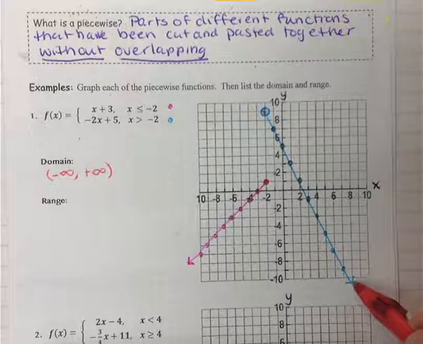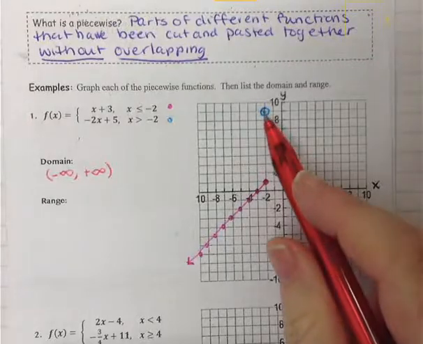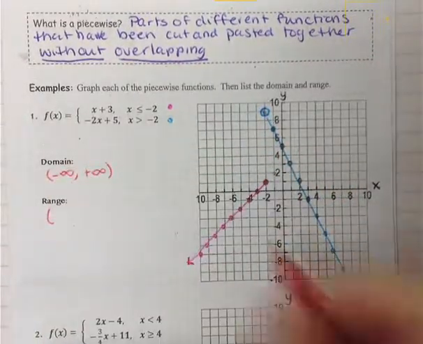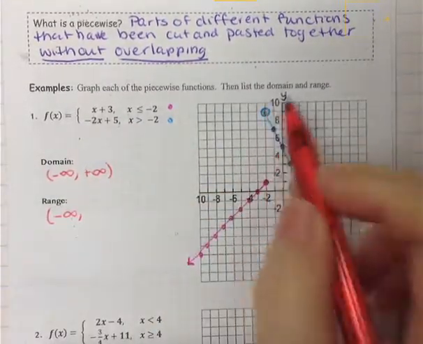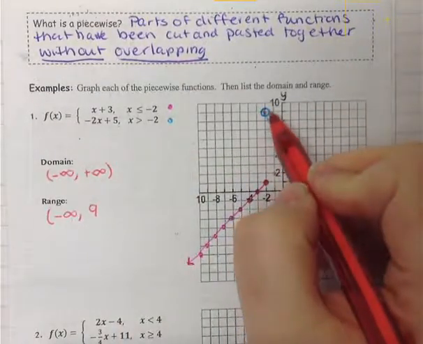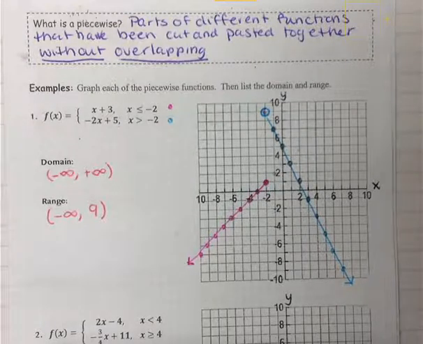Now, if I had just said I wanted to start from this one, I could actually get to that stopping point without having to jump. So for our range, that smallest value is -infinity, and it's going to go up to that 9 without stopping, and that 9 is going to be an open circle. So our range is -infinity to 9.